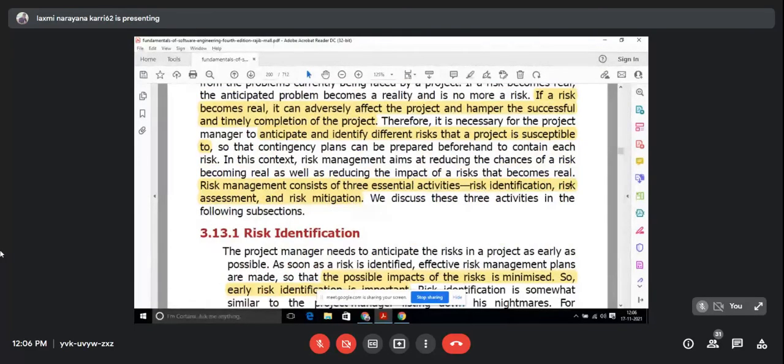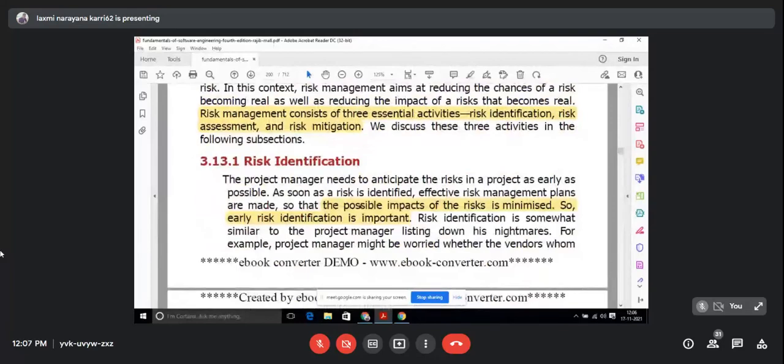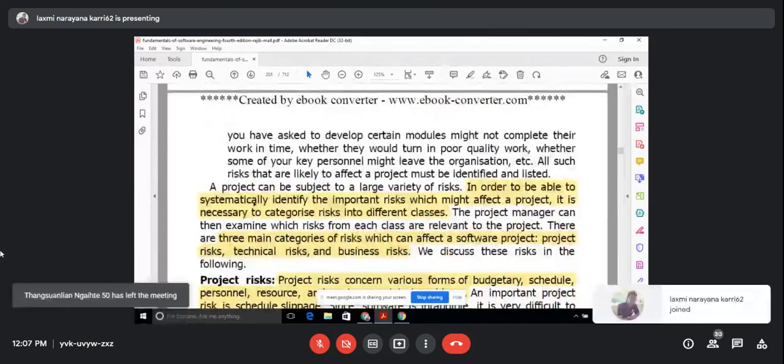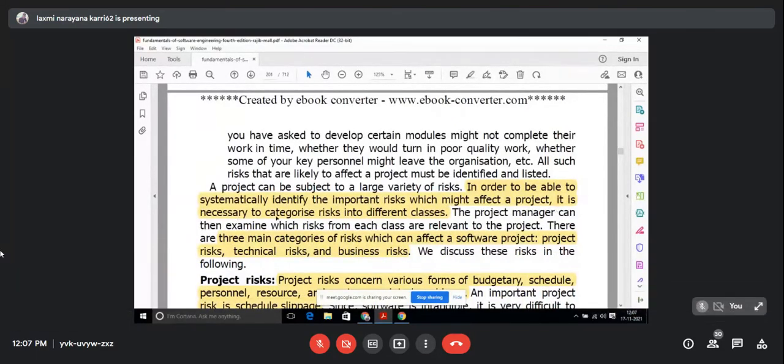Okay, let's see risk identification. In risk identification, the possible impacts of the risk are minimized. So finding the risk early is important to minimize its effects on the project. In order to systematically identify the risks which might affect the project, it is necessary to categorize risks into different classes. In a software project, risk is divided into three classes: project risk, technical risk, and business risk.